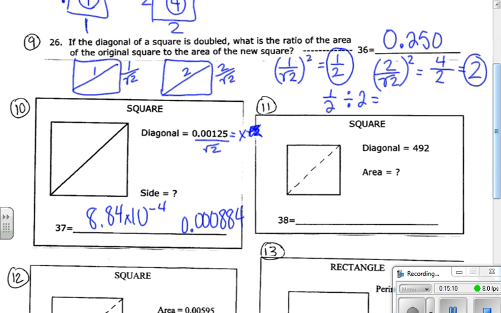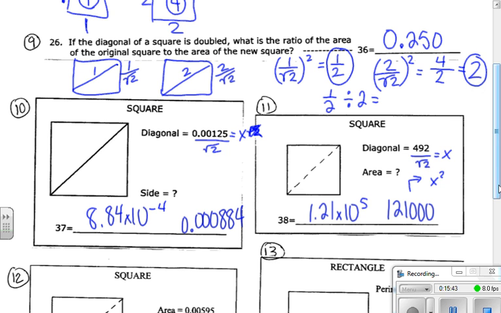Same type of problem here, only we have to take it one step further. We have a diagonal, and we want to find the area. So we use our diagonal, we divide it by the square root of 2 to get our side. And once we have that side length, in order for us to find the area, we have to square it. So you would hit blue shift x squared, and you end up with 1.21 times 10 to the fifth power, or 121,000.